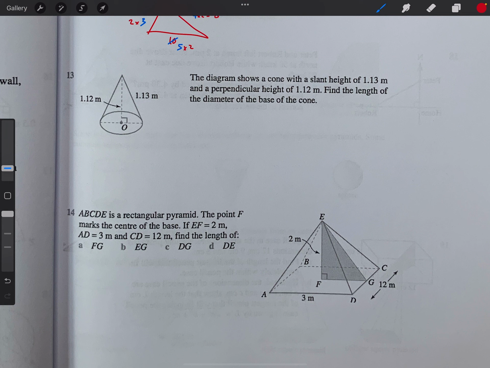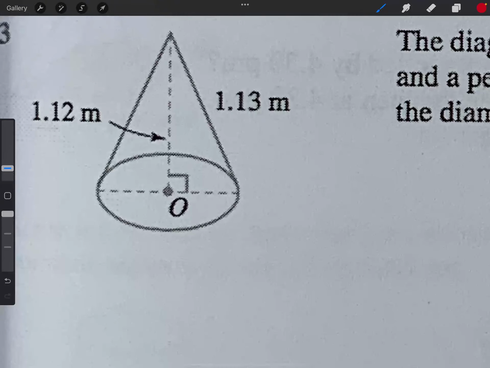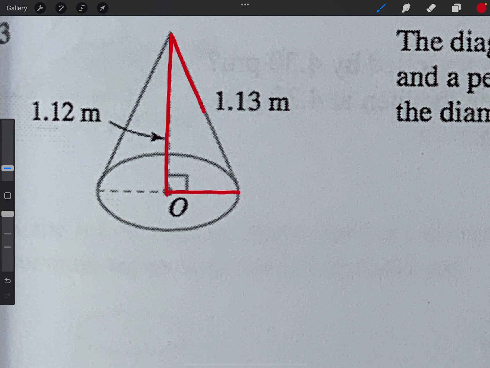1.13 meters and a perpendicular height of 1.12 meters. Find the length of the diameter of the base of the cone. Okay, so they want us to find the length of the diameter. But before we find the diameter, let's find the radius, because we have a right angle triangle right here.